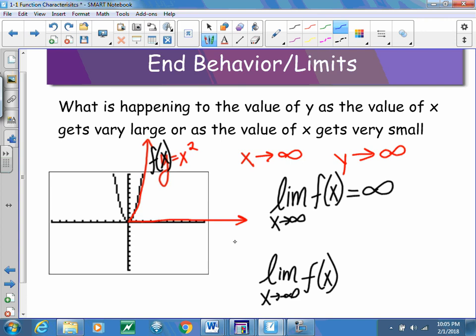So now I say, what happens as x goes towards negative infinity? What happens when you get a really small number? If you take something like -1 million and you square it, we know that any positive number or any negative number squared is always going to give us a positive number. And that's why we have the U shape for our function. So as x goes towards negative infinity, your y value is still going to go to positive infinity. And so the limit as x approaches negative infinity of the function f of x equals positive infinity as well.